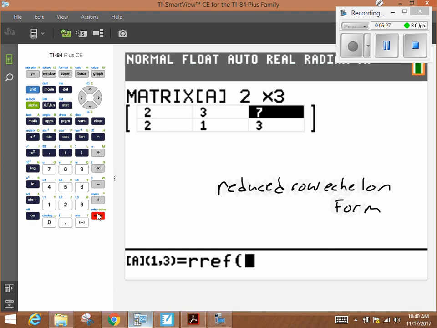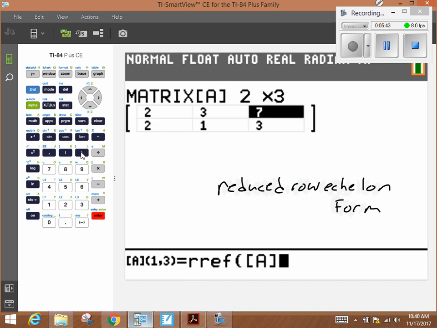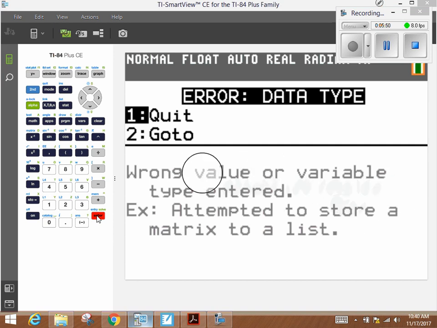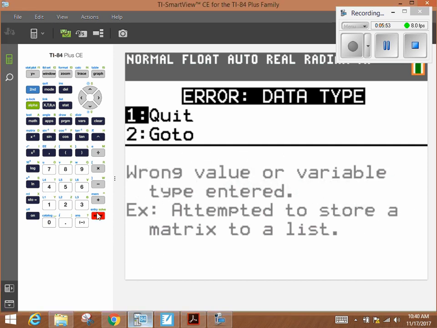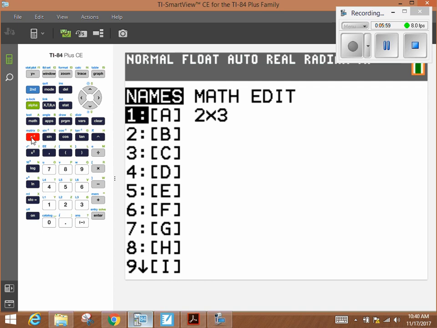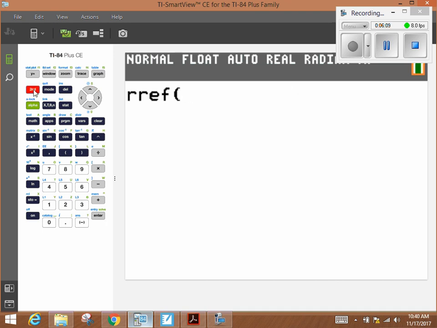I can't just put A here. I'm going to have to go second matrix and actually put in matrix A. So let's highlight it, hit enter, close my parenthesis, hit enter. And I get some weird error. What the heck? Okay, let's try this again. Second matrix. I think it's because I was in the wrong place. So I'm going to go math. I want reduced row echelon form of second matrix, matrix A.